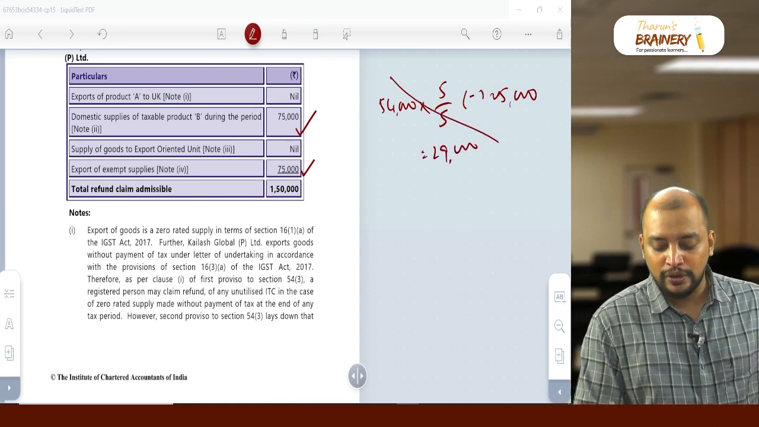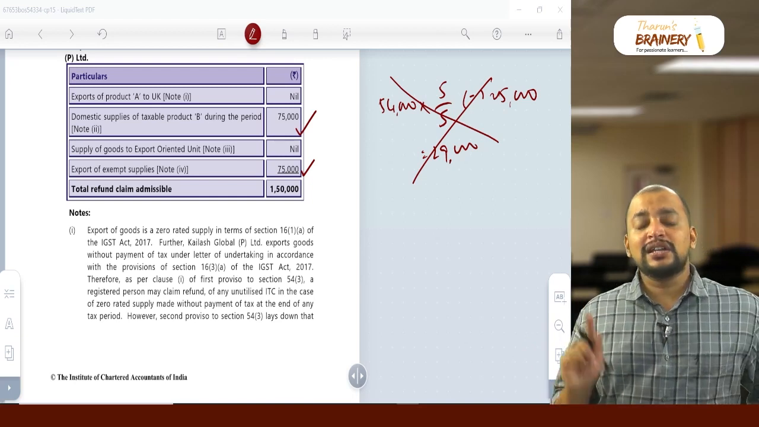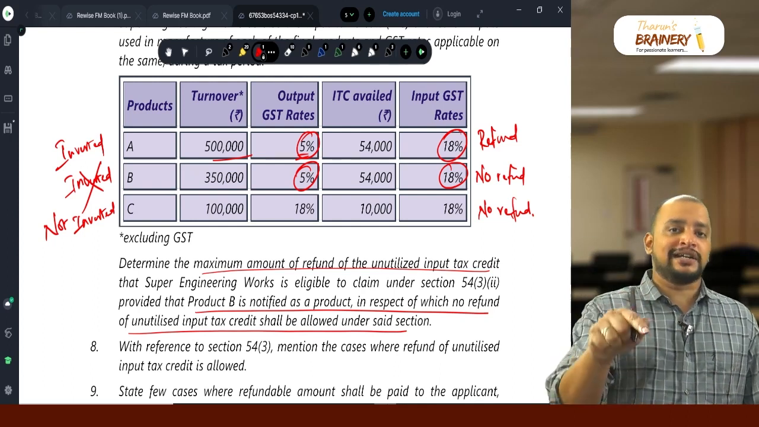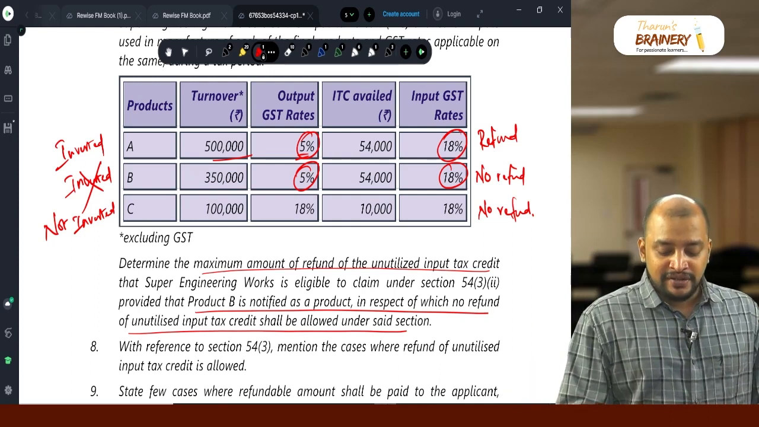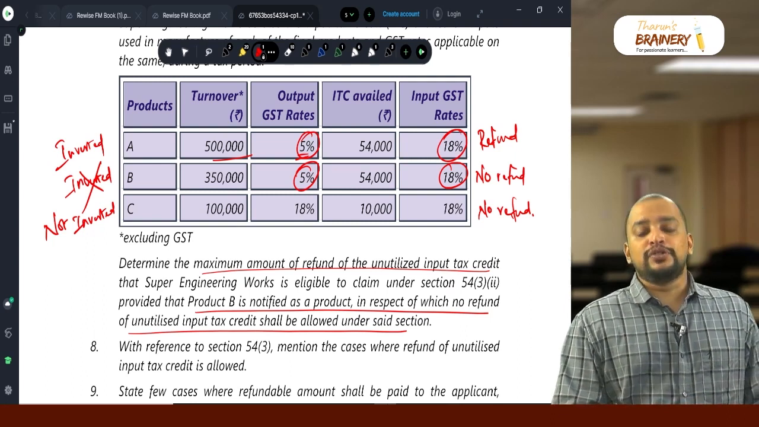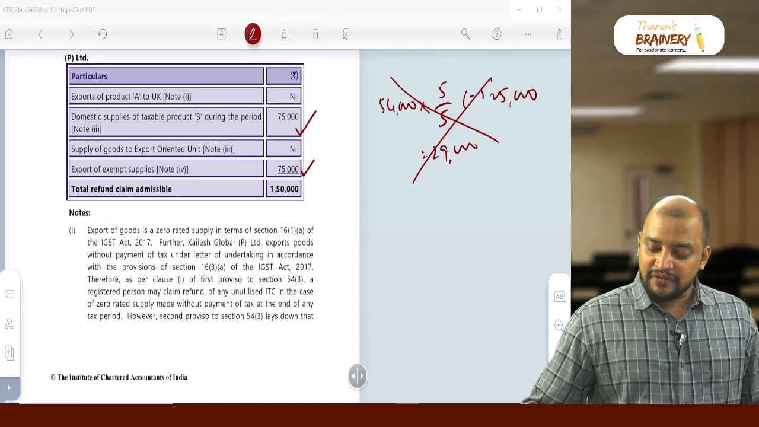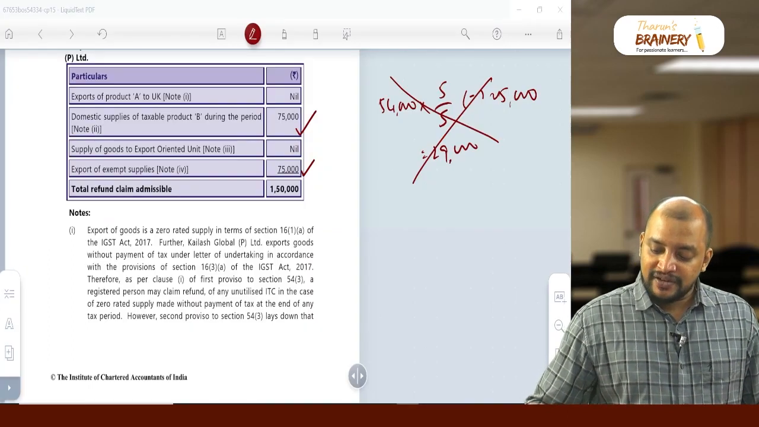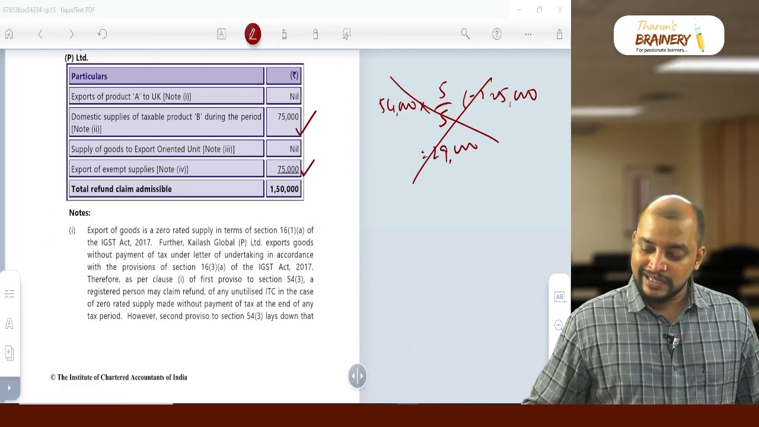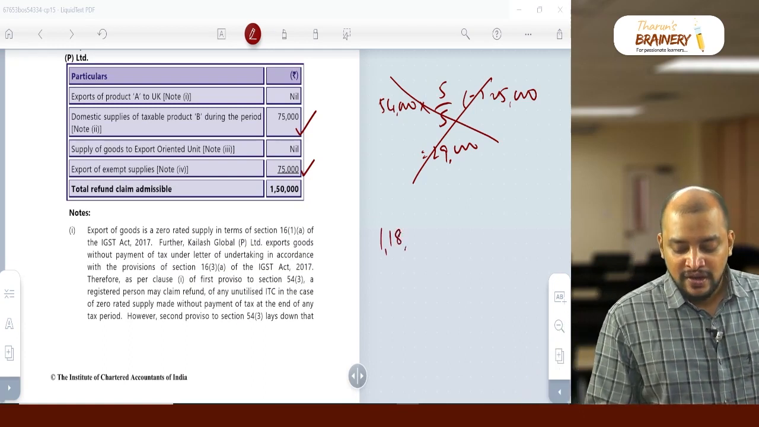Like this you should not do. If you do it this way, the answer is wrong, because there is one circular. What does that circular say? That circular says even if one of the inputs is inverted, while taking net ITC in the formula, you take ITC of all inputs. So what is the ITC of all inputs? 54,000 plus 54,000 plus 10,000, so that will be 1,18,000.